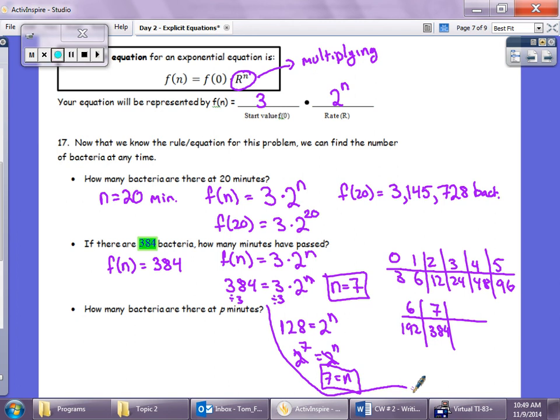Then the last question is, how many bacteria are there at p minutes? Well, once again, we're talking about minutes, so n is our minutes, which equals p. If n equals p, we have our equation, f of n equals 3 times 2 to the n. We take out n and put in p. So f of p equals 3 times 2 to the power of p. And that's our equation. We're just replacing the variables.